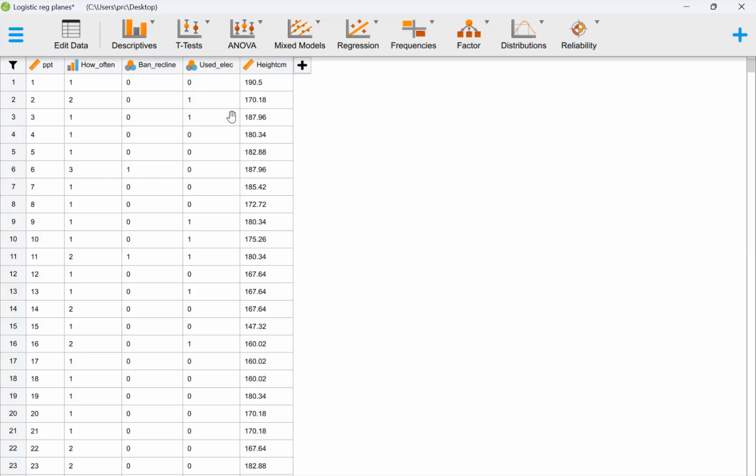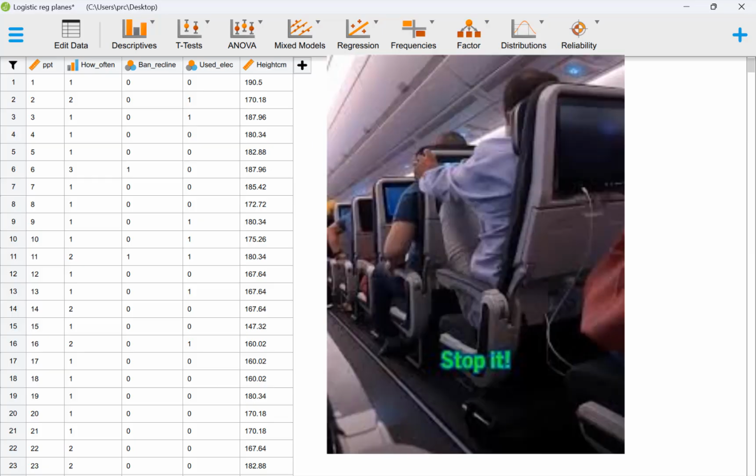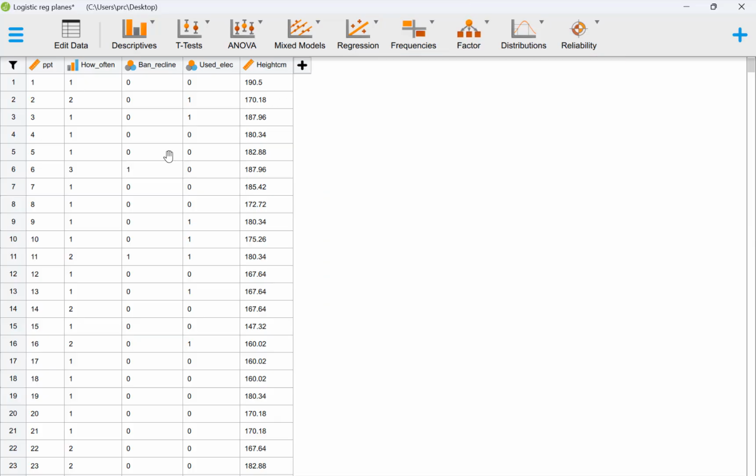People seem to have very strong feelings about this, and a lot of people hate it if somebody in front of them will recline the chair. So we want to see what variables predict this. And this is our dependent variable. Because it's a logistic regression, it's coded as zeros and ones. 0 means I don't think you should ban reclining chairs. 1 means I think they should be banned.